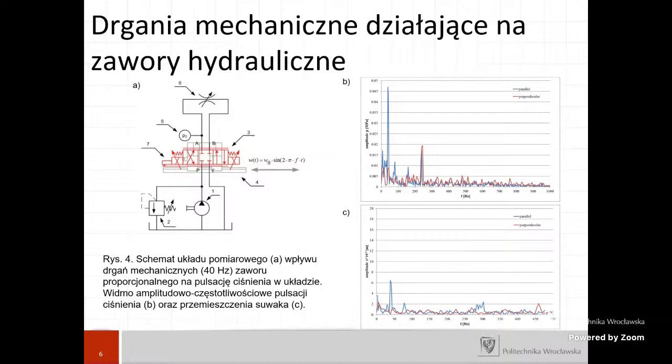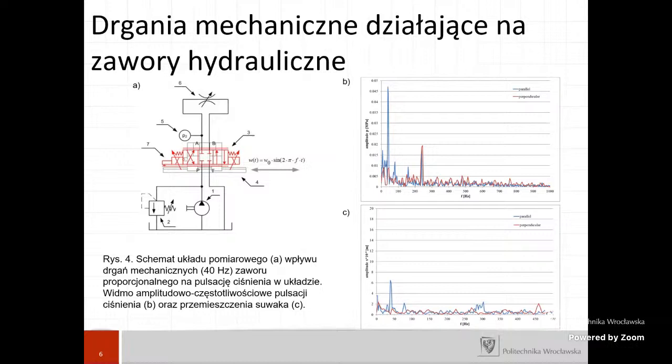Widzimy, że te 40 Hz, które tutaj było podane na ten rozdzielacz, powoduje znaczną pulsację ciśnienia. To jest amplituda pulsacji ciśnienia. Natomiast przy drganiach prostopadłych do kierunku suwaka tej pulsacji ciśnienia w tym zakresie częstotliwości praktycznie nie ma. Nie widzimy tego.